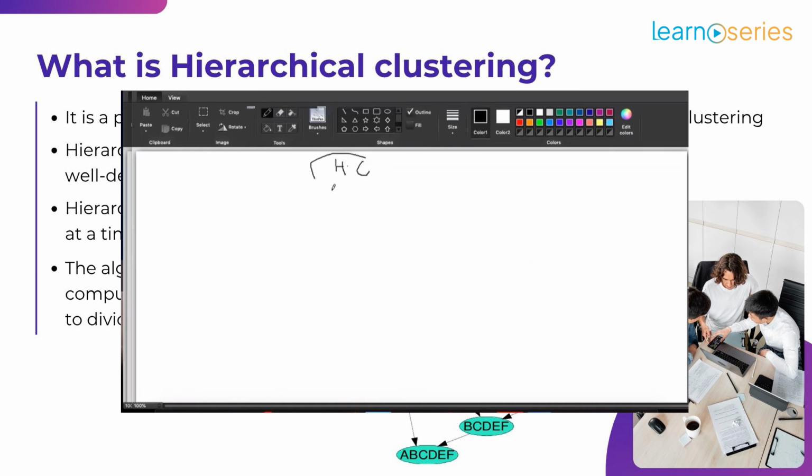So the hierarchical clustering assumes, first, this is the baseline, that all the data points, whatever data you have given, are individual clusters. First, it assumes like this. All are individual clusters. So in the baseline, it will create a cluster for each of your data.